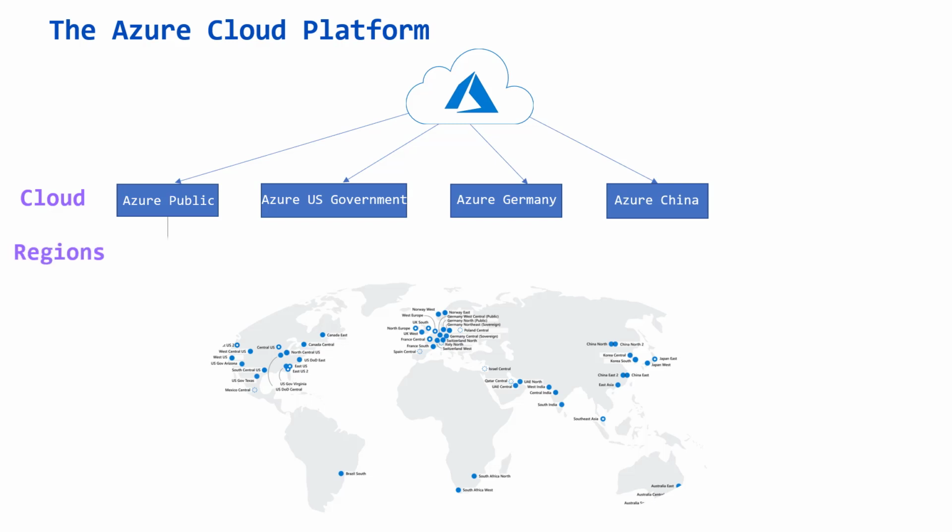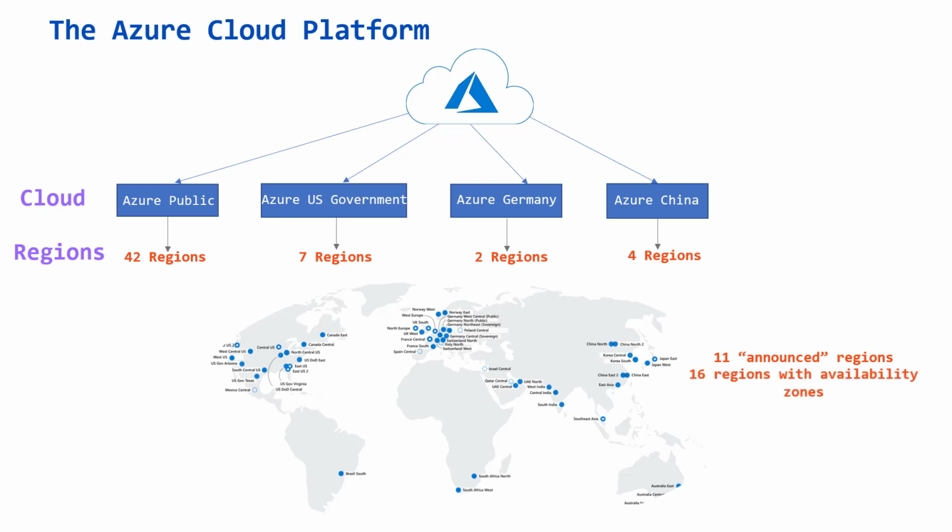So in terms of the physical space, you have different region numbers for the different cloud environments. So Microsoft has announced 11 new regions. And there's something in Azure called availability zones, which are distinct data centers within a region. So out of all the more than about 60 regions that Microsoft has at the moment for the Azure cloud, only 16 of them currently support availability zones. So just to be aware of that.